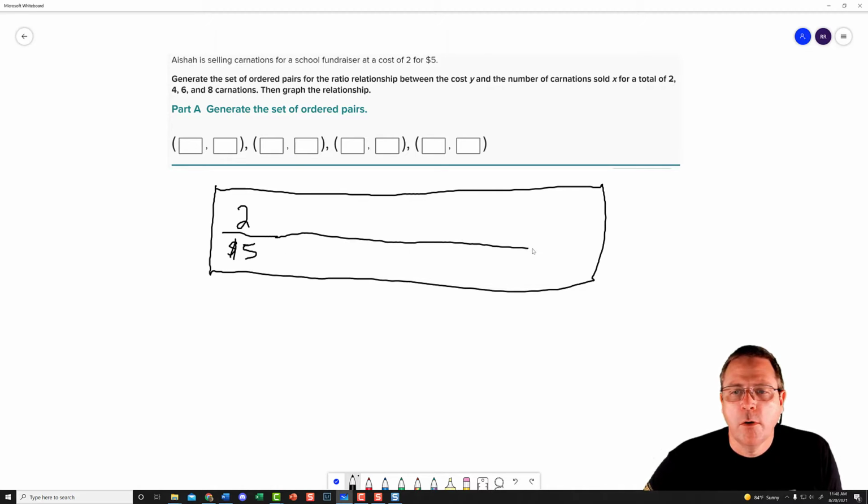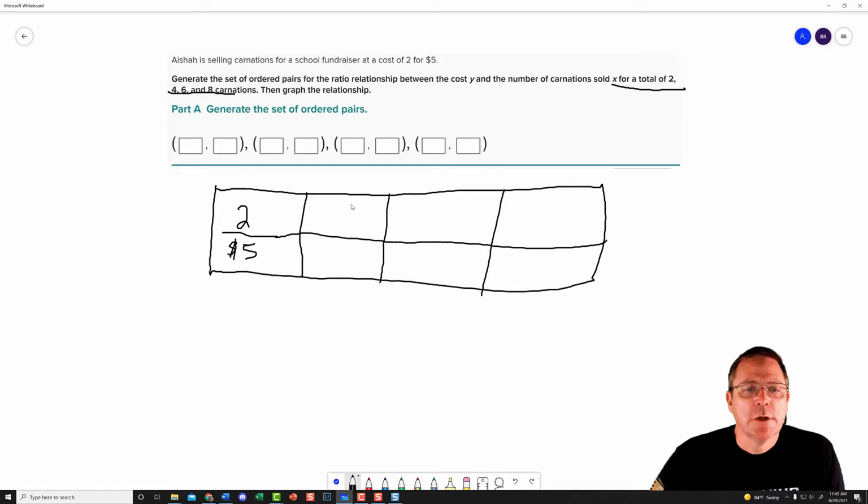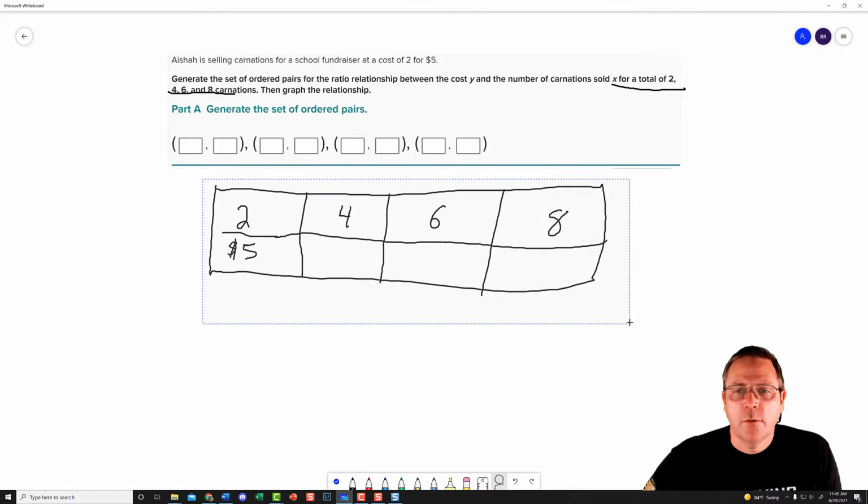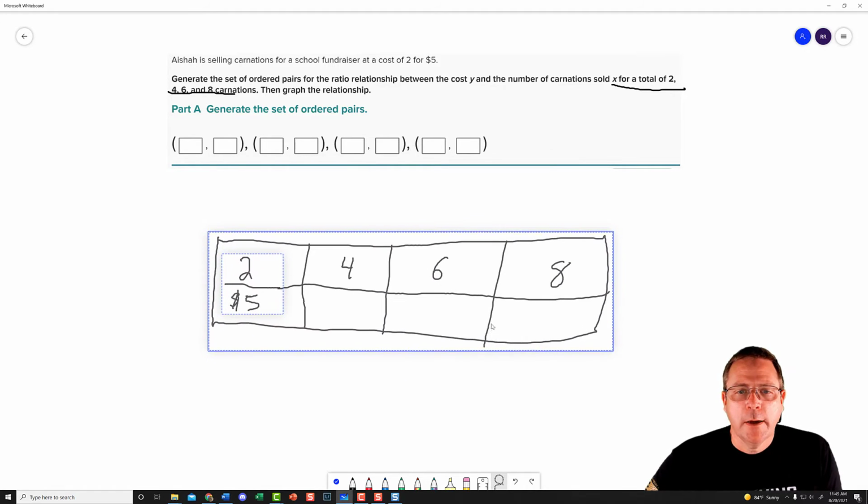Draw our line all the way across here, and I'm going to figure out what my other ordered pairs are, because it says it wants us to generate ordered pairs for a total of 2, 4, and 6 carnations. So I'm going to break this down, and now I've got my 4 sections. So I've got 2 carnations, 4 carnations, 6 carnations, and 8 carnations. Now I need a little more space to work, so I'm going to select all this, and drag it down a little bit.